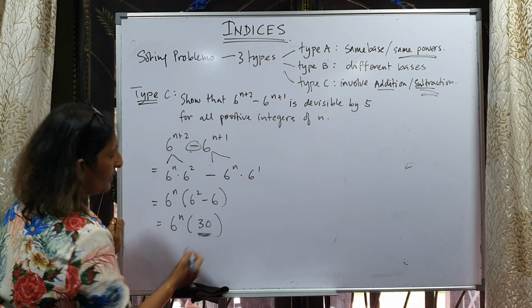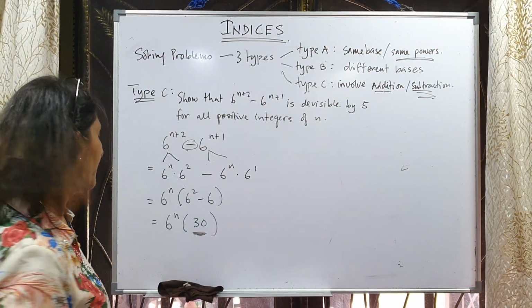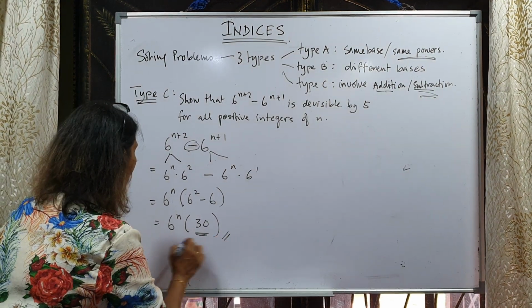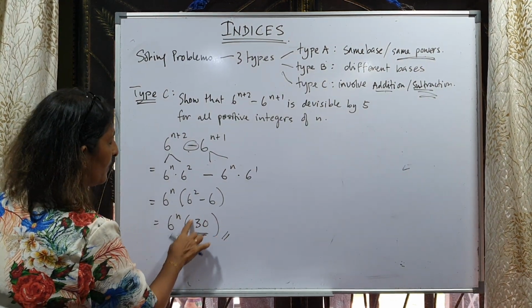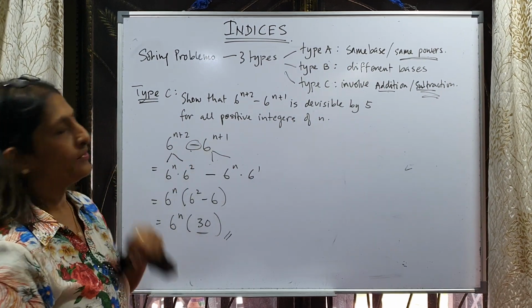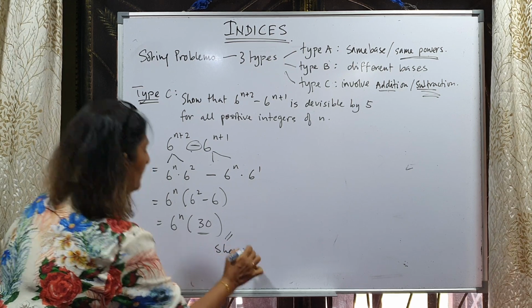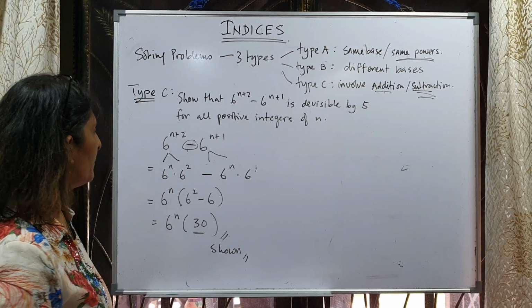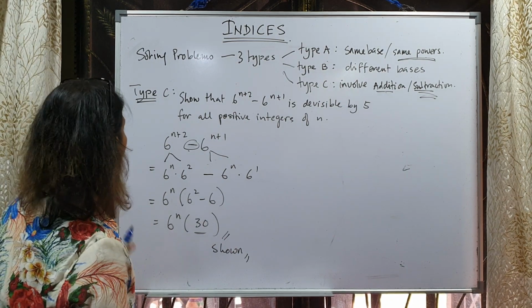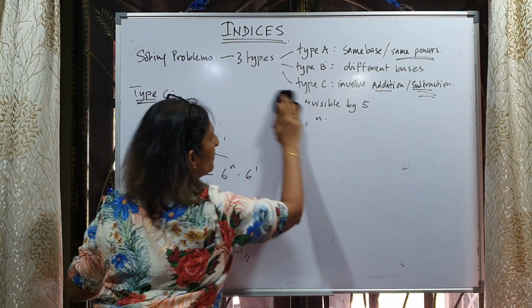Now you come here. Is this number divisible by 5? 30 is divisible by 5. So if this number is divisible by 5, therefore the whole thing is divisible by 5. So we have shown it already. Done. This is another example. And we have one last example for type C.